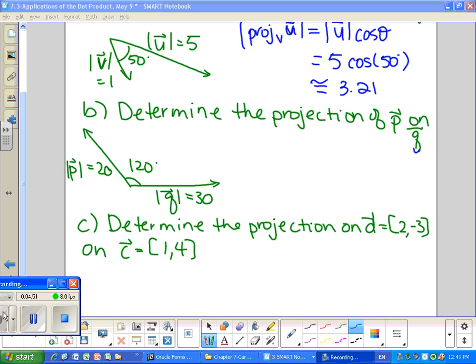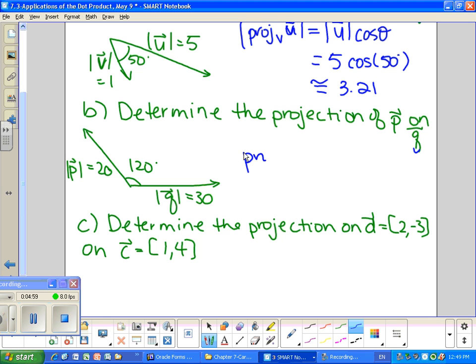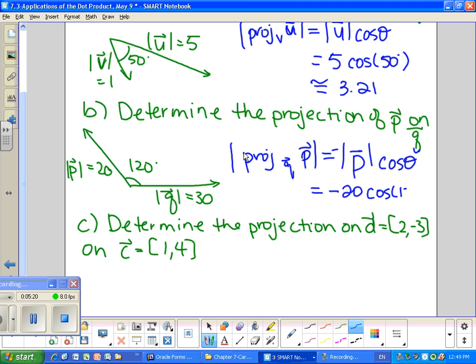Okay, so for the next one, what range is this angle between? Between 90 and 180. So our equation for the projection of P onto Q is the negative magnitude of P times cos theta, because it's the opposite direction. So if we substitute in values, we have negative 20 cos of 120, and what do we get?